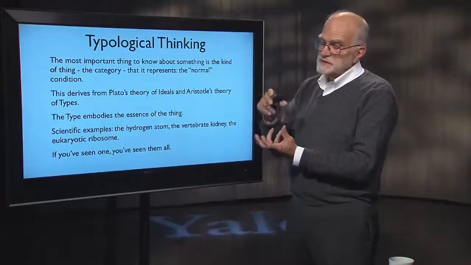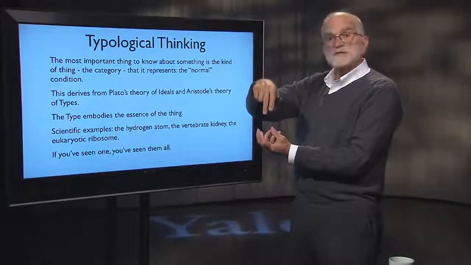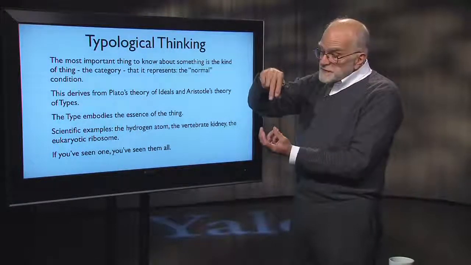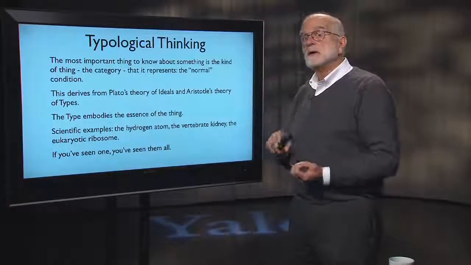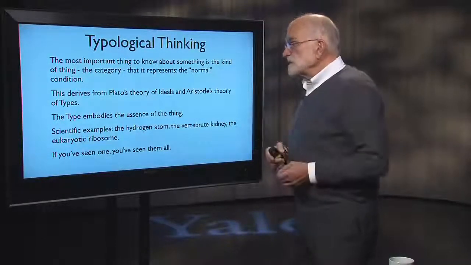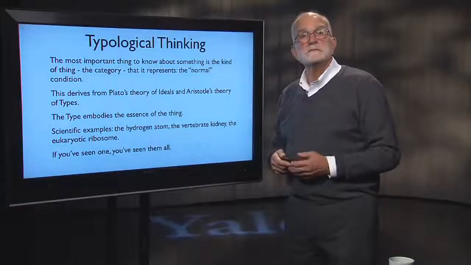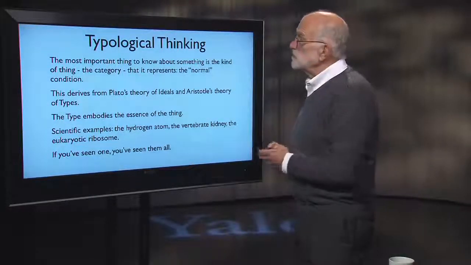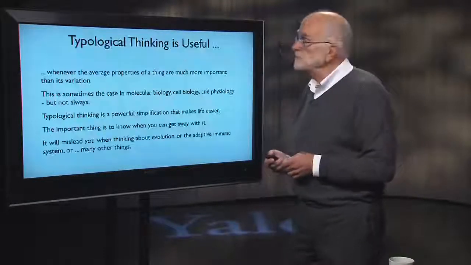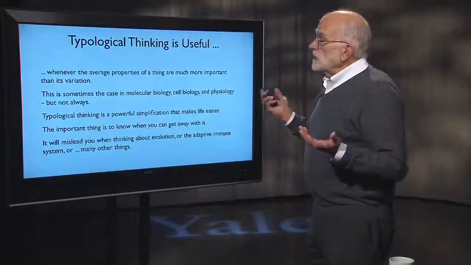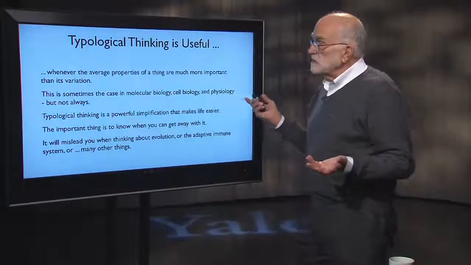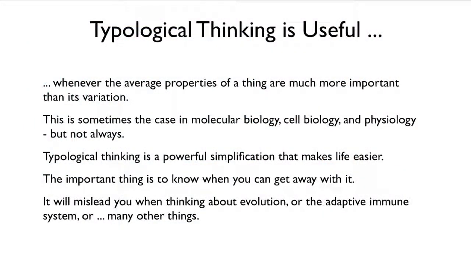Messenger RNA passes in such a way that the transfer RNA with its amino acid fits precisely into place. And those are good examples where, if you've seen one of them, you've seen all of them. And that's where typological thinking works well. So, those conditions are ones where the average properties of a thing are much more important than its variation. That's sometimes the case in molecular and cell biology and physiology, but not always.